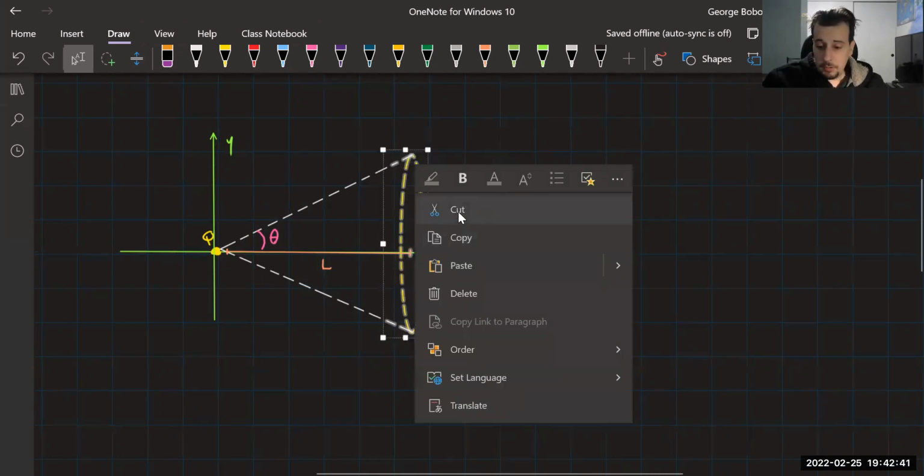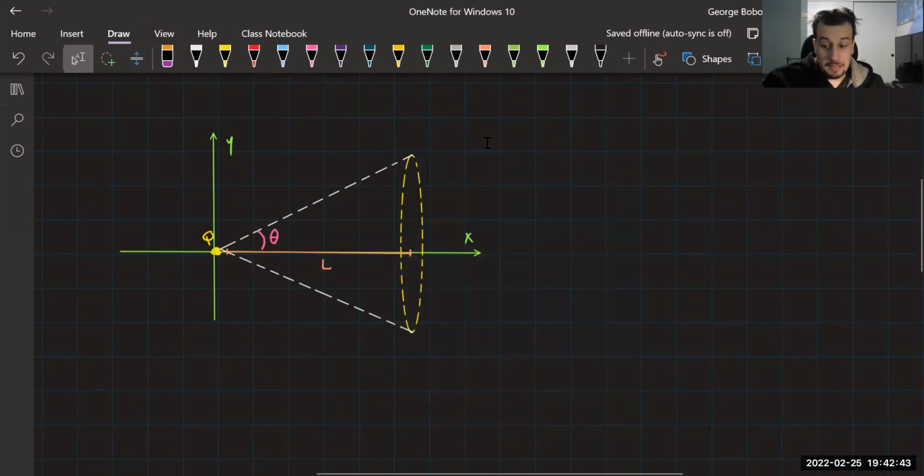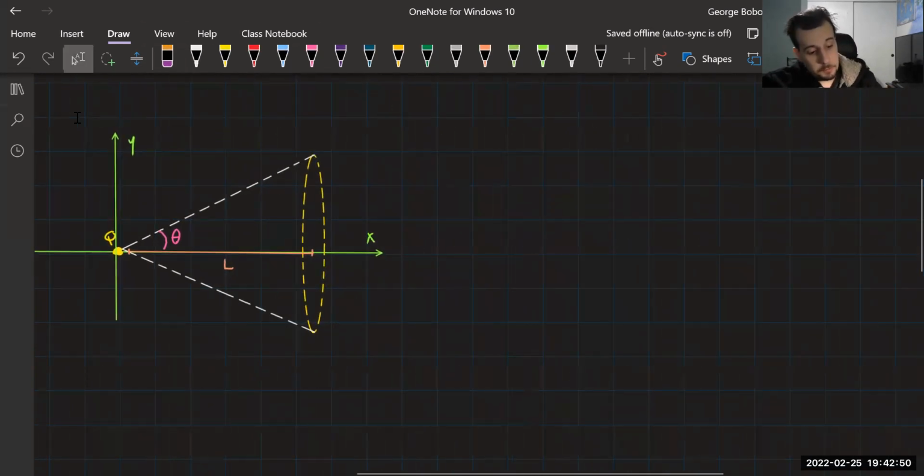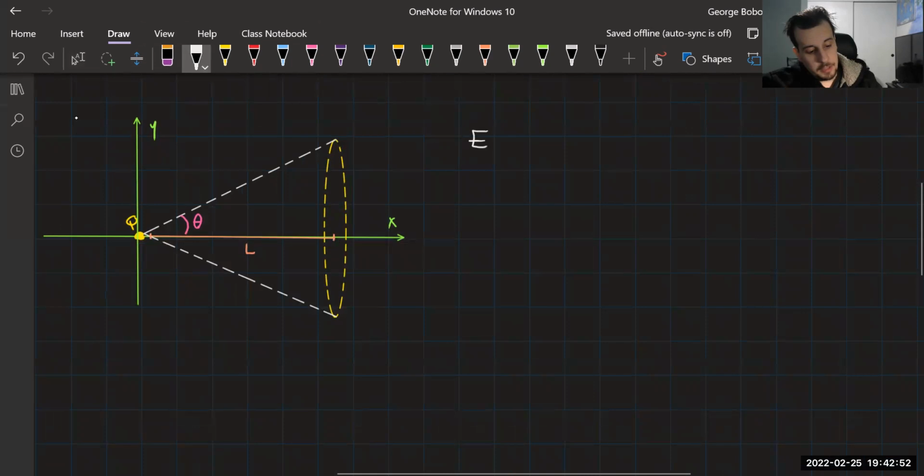Well, I remember, again, that my electric field from a point charge is R dependent. If you remember the formula for it, the electric field from a point charge is kQ over R squared, right? That's what it is. And it's also in the radial direction.